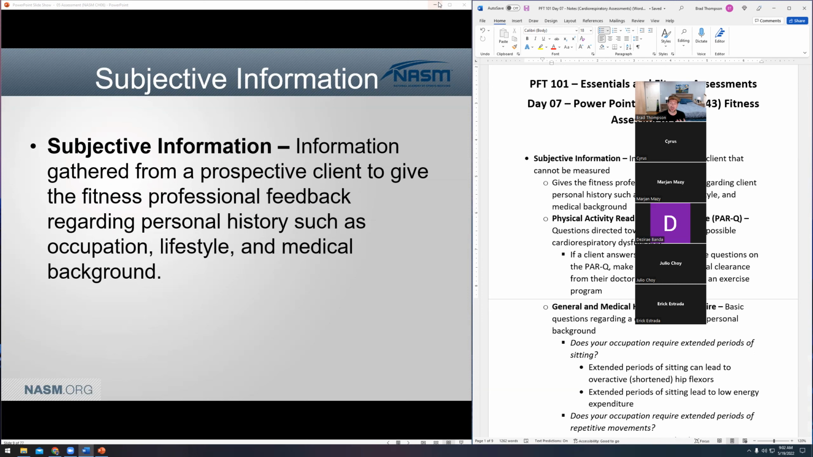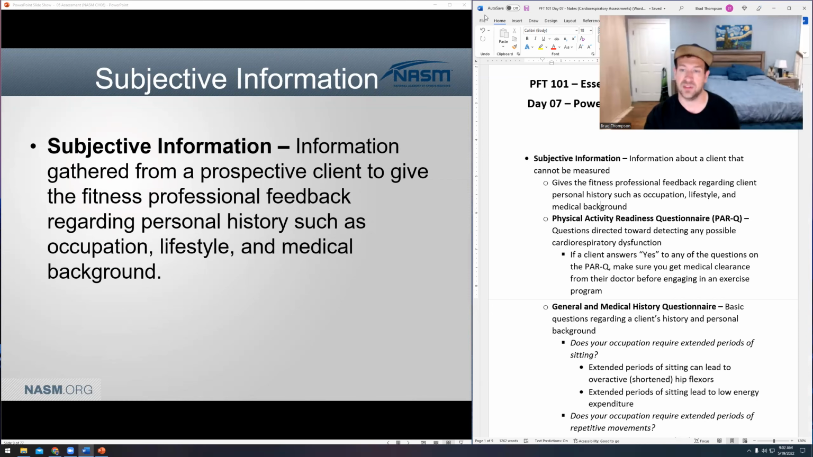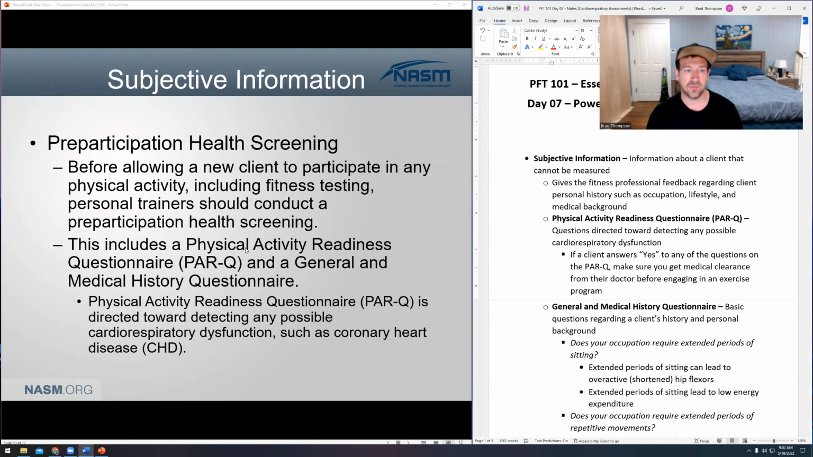This is where you guys are going to do your fitness assessments. You get one hour to basically state your case and try to sell yourself. So the better you can build a relationship with this person in one hour's time, the easier that's going to be. And this is why we also really want to put the emphasis on our subjective information, because it's an opportunity for us to sit down and interview our client and learn a little bit about them. So the first thing we're going to do is our health screening.